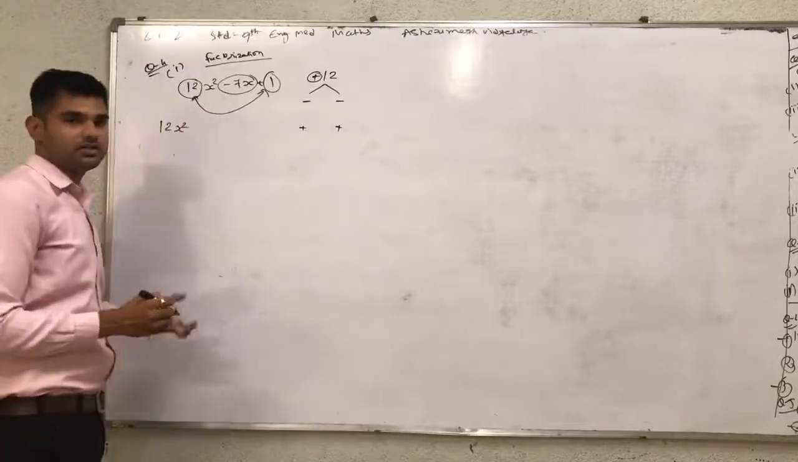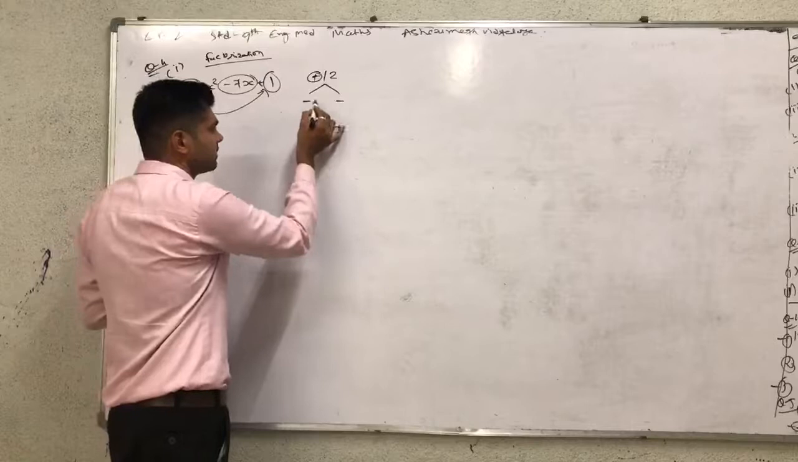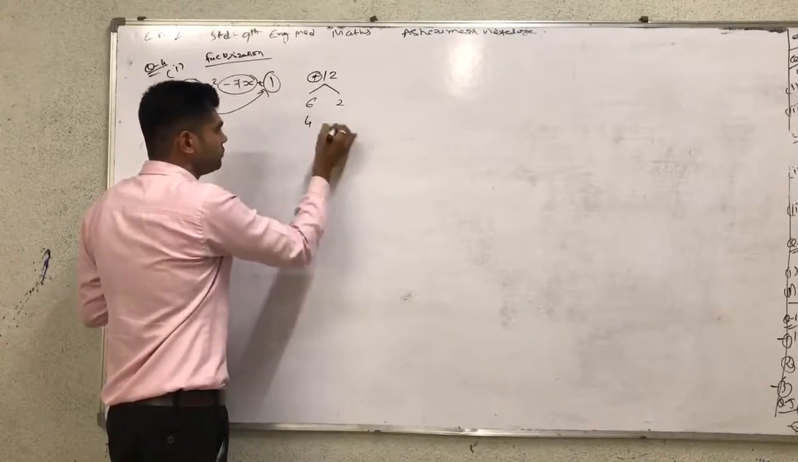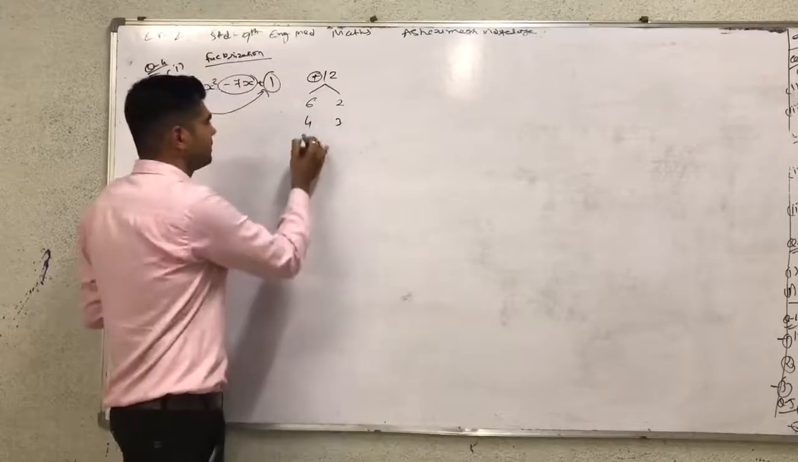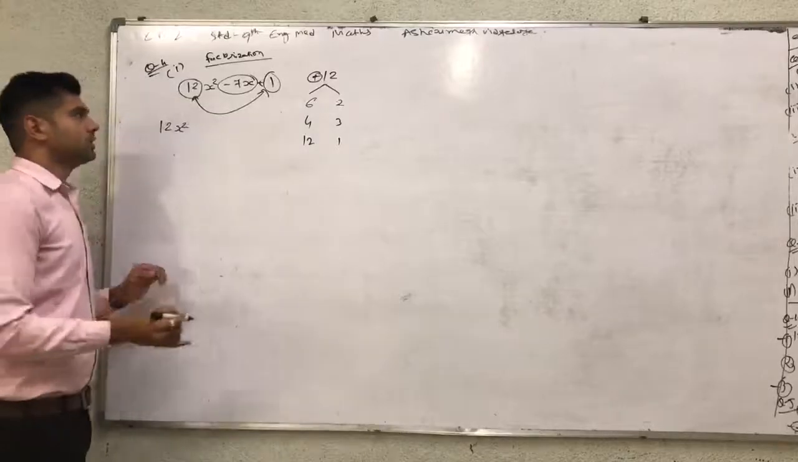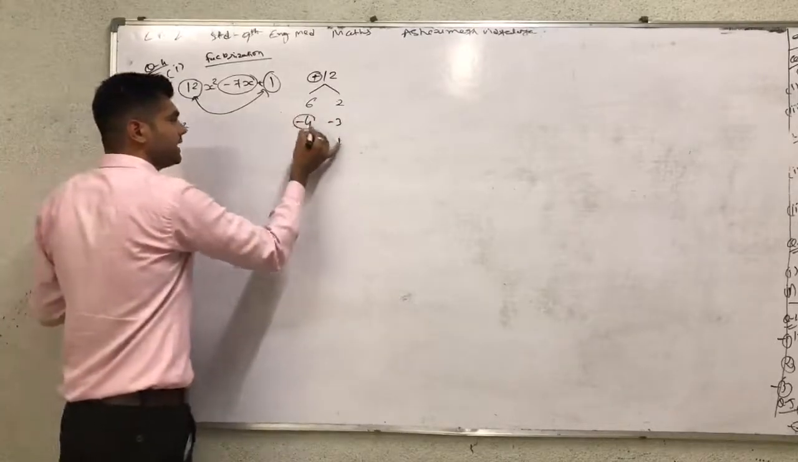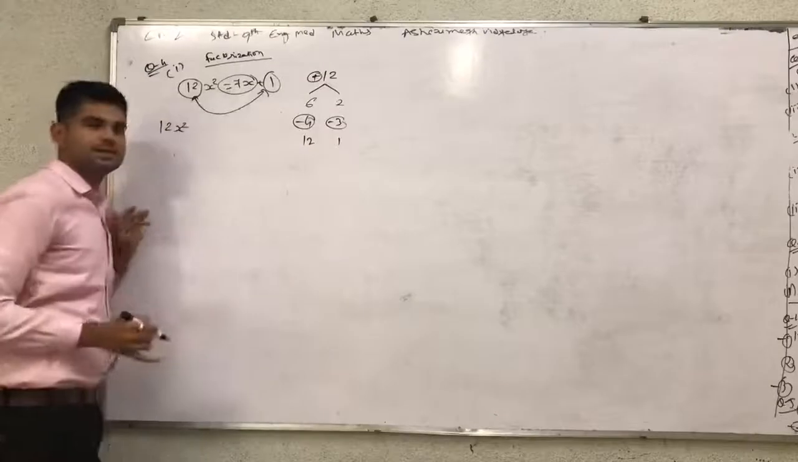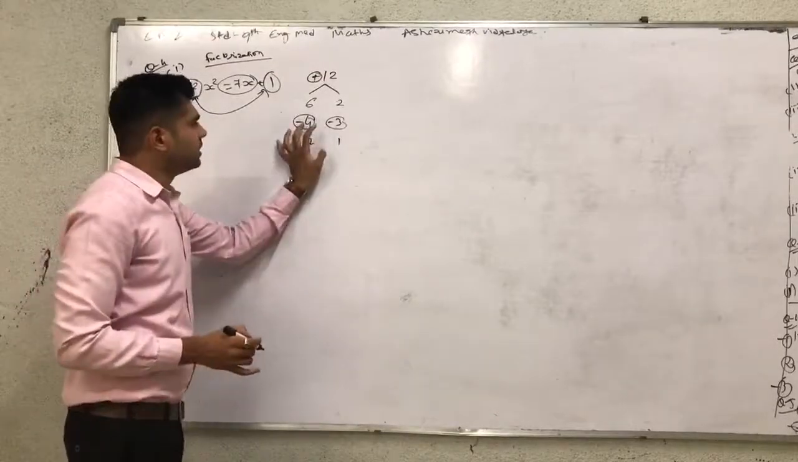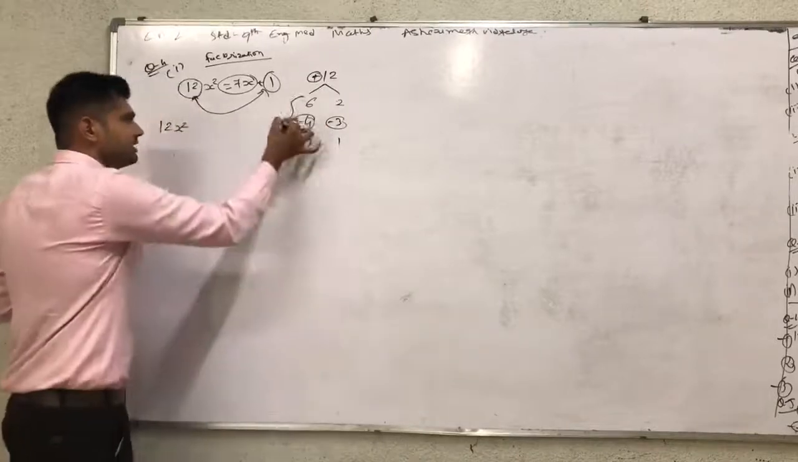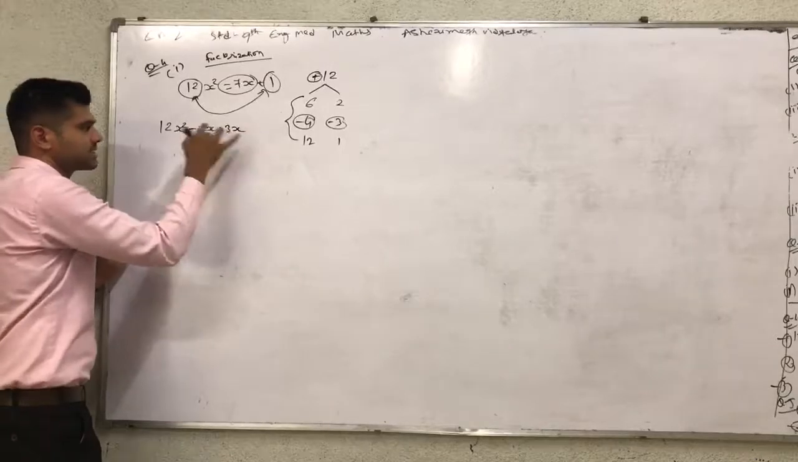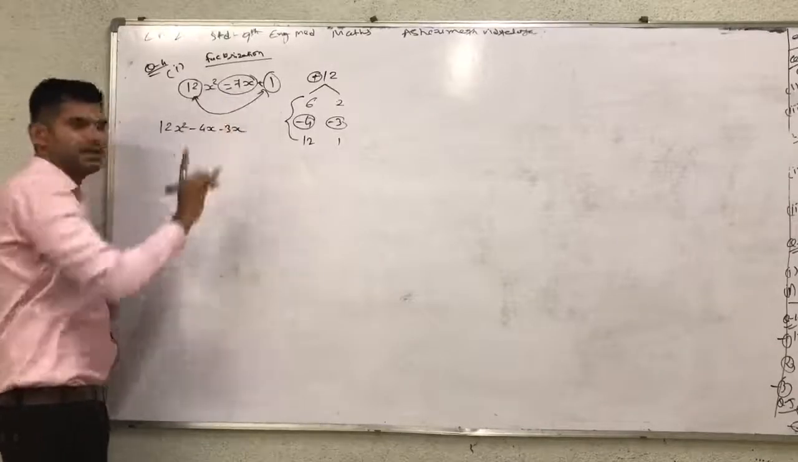Now which numbers are factors of 12? 12 has many factors: 6 into 2, 4 into 3, 12 into 1, all are factors. Here we select 4 and 3, and the sign is minus because the answer is minus 7. So we take minus sign for both factors. So the answer is minus 4x minus 3x, and minus 4 minus 3 gives minus 7x.